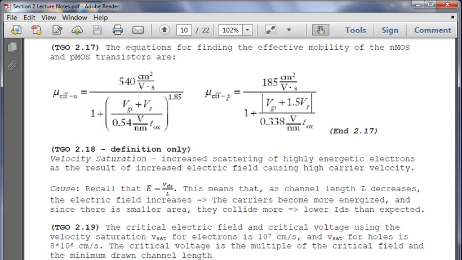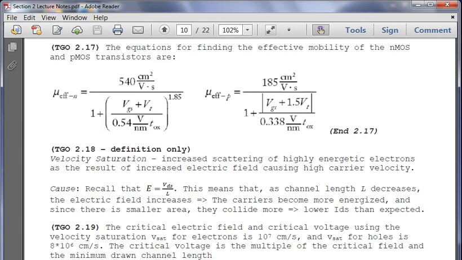So we're going to be talking about critical electric field and critical voltage. We've already defined the critical voltage as just the electric field times length, since electric field is voltage divided by length. The critical electric field and critical voltage, using velocity saturation for electrons, is 10 to the 7th centimeters per second. And saturation velocity for holes is 8 times 10 to the 6th. The critical voltage is the product of the critical field and the minimum drawn channel length.